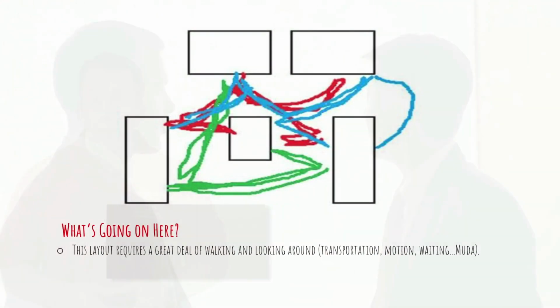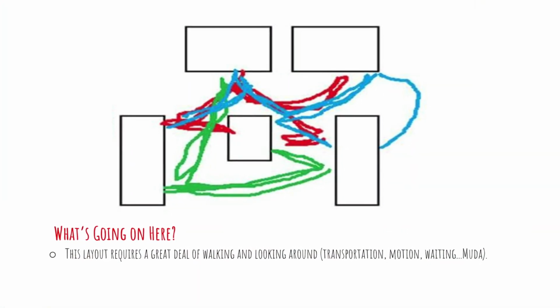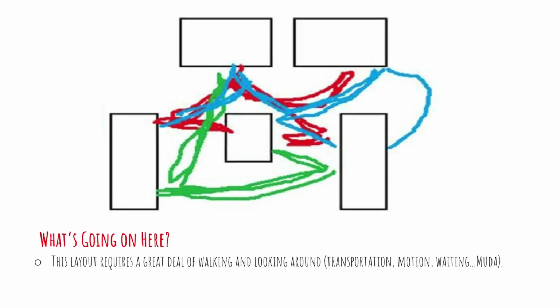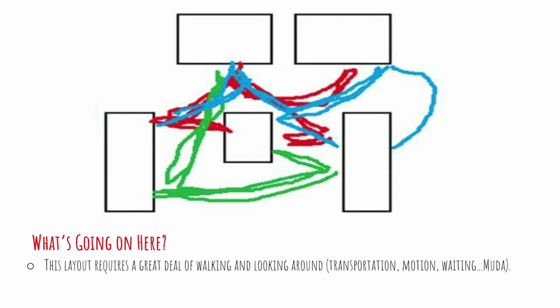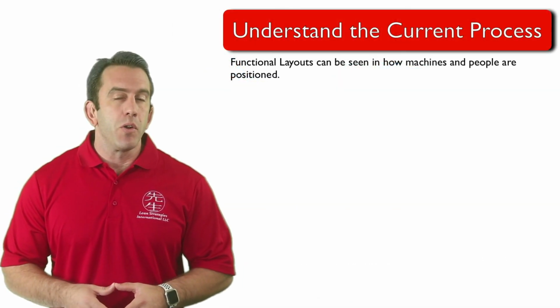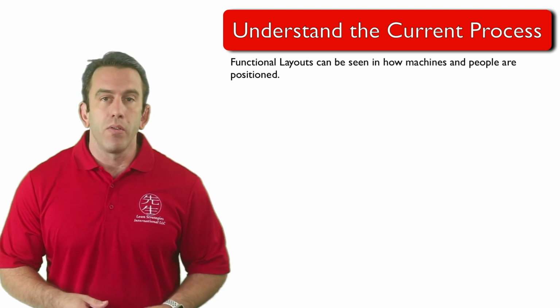In most organizations, a functional layout is established. Functional layouts are by far the most common layout you will find in organizations. These layouts can be seen in how machines and people are positioned.